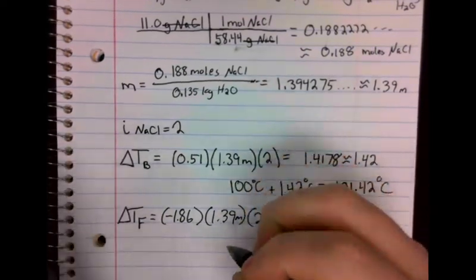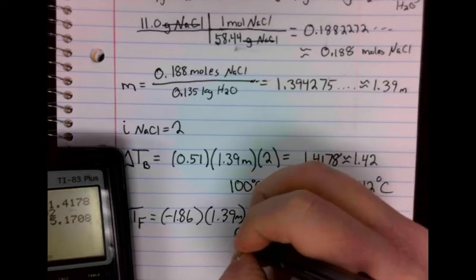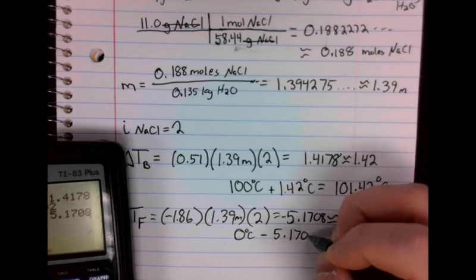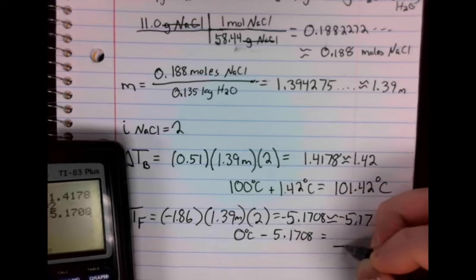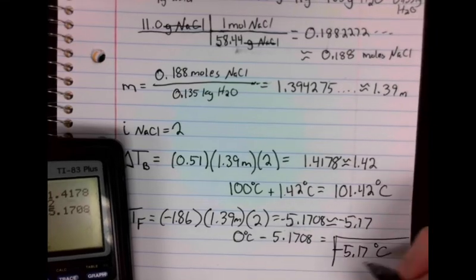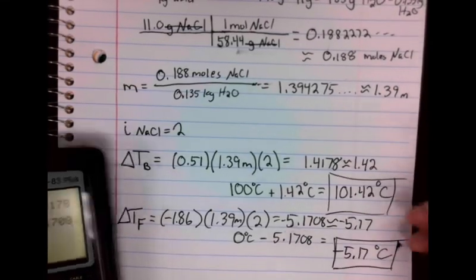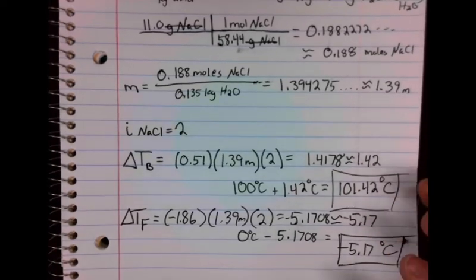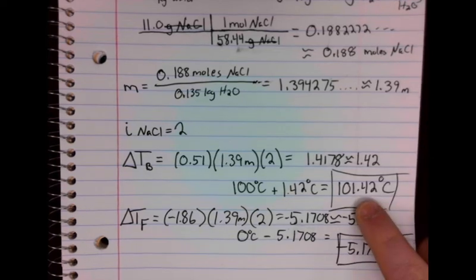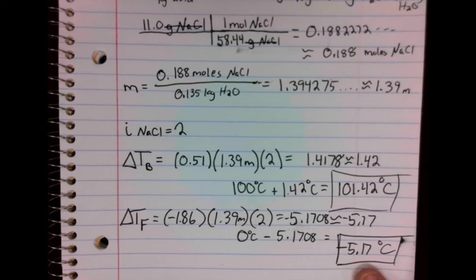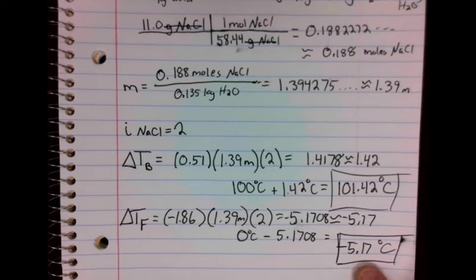So now, what is our freezing point? Our freezing point is 0 degrees Celsius minus 5.1708, which will give us negative 5.17 degrees Celsius. So in this case, adding a whole bunch of salt, relatively speaking, 11 grams to 135 grams of water, that's 1/10 the weight of the water in salt, we only changed the boiling point by about 1 degree and the freezing point by about 5 degrees.